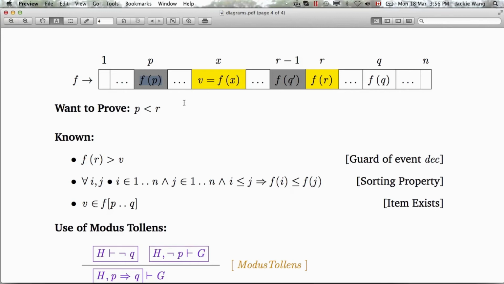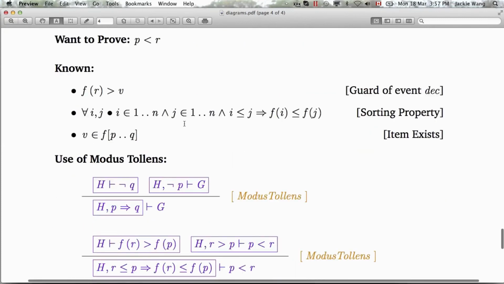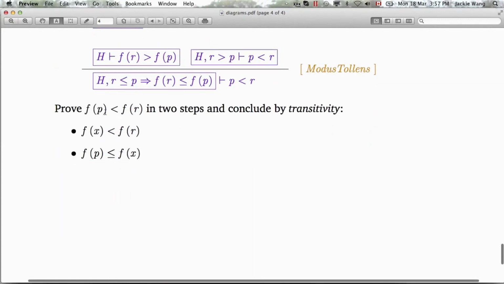If you think about the whole logical process, we know that f of r is larger than f of x. If we also know that f of x is greater than or equal to f of p, then we can get that f of r is greater than f of p. To be more precise in words, we want to prove f of p is less than f of r, so we choose something in between. f of x is less than f of r, something we have already known, and we also add this hypothesis to say f of x is also larger than or equal to f of p. And by transitivity, we can prove this sub-theorem here.